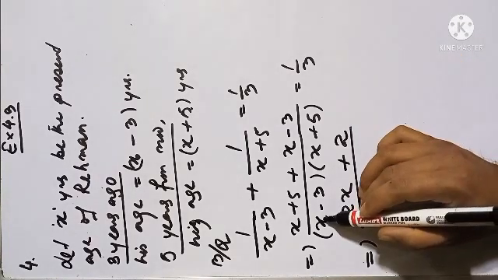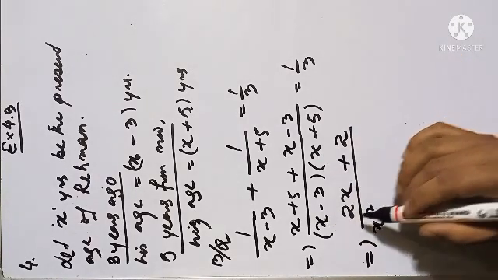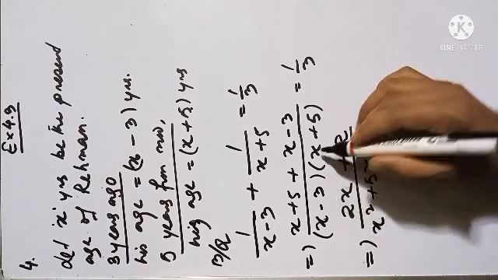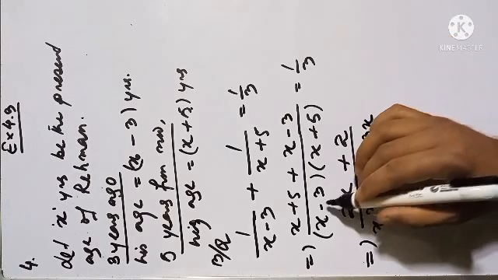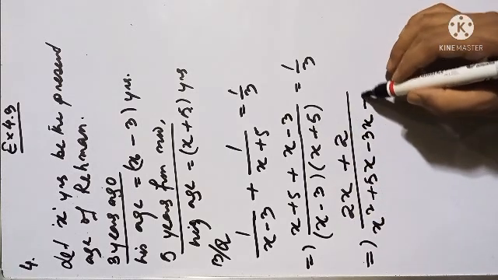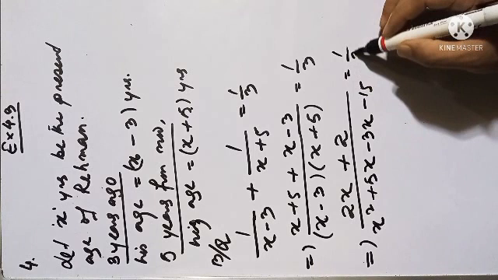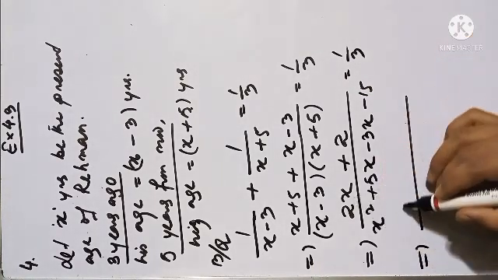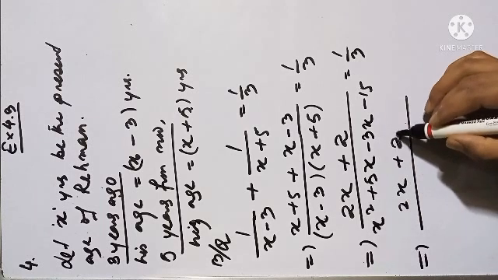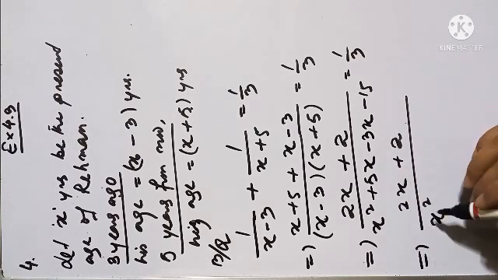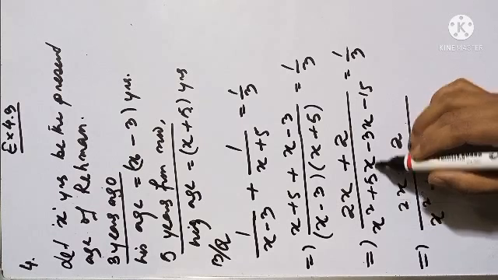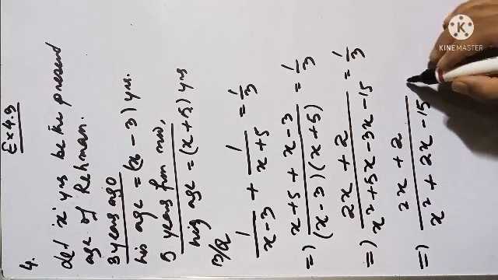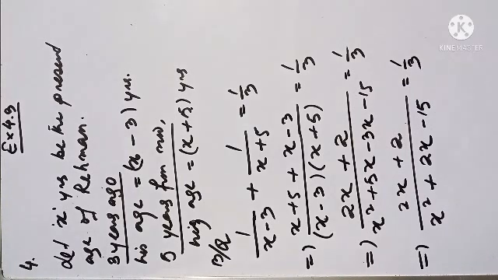Divided by x into x, we have here x square. x into plus 5, we'll be getting here plus 5x. Minus 3 into x, minus thrice x. Minus 3 into plus 5, we have here minus 15, then equal to 1 by 3. Okay, implies twice x plus 2, below that we have x square plus 5x minus thrice x, we have twice x minus 15 equal to 1 by 3.